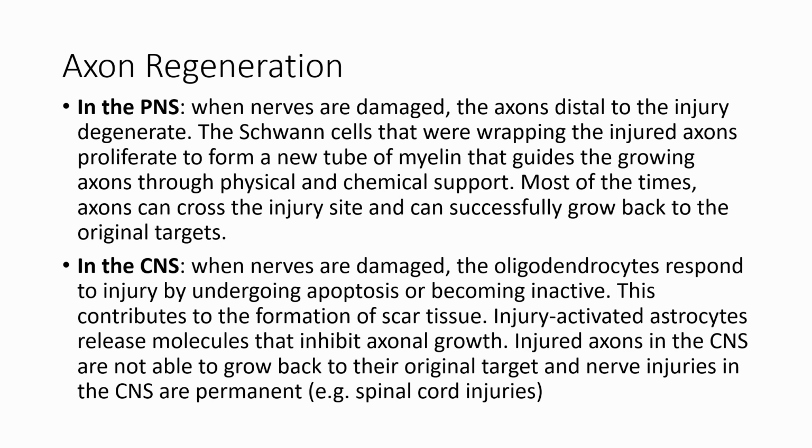So if it was 100% successful, you'd have new axons that could move down into the area that was damaged. With the central nervous system, when the nerve gets damaged, the oligodendrocytes are going to go through apoptosis or become inactive. So the neuron is done, and the oligodendrocytes with them are also done. This means scar tissue. We get a little bit of scar tissue, and then those astrocytes from earlier are going to get activated, and they're going to stop the axonal growth. The injured ones are not able to grow back, and the damage is permanent.